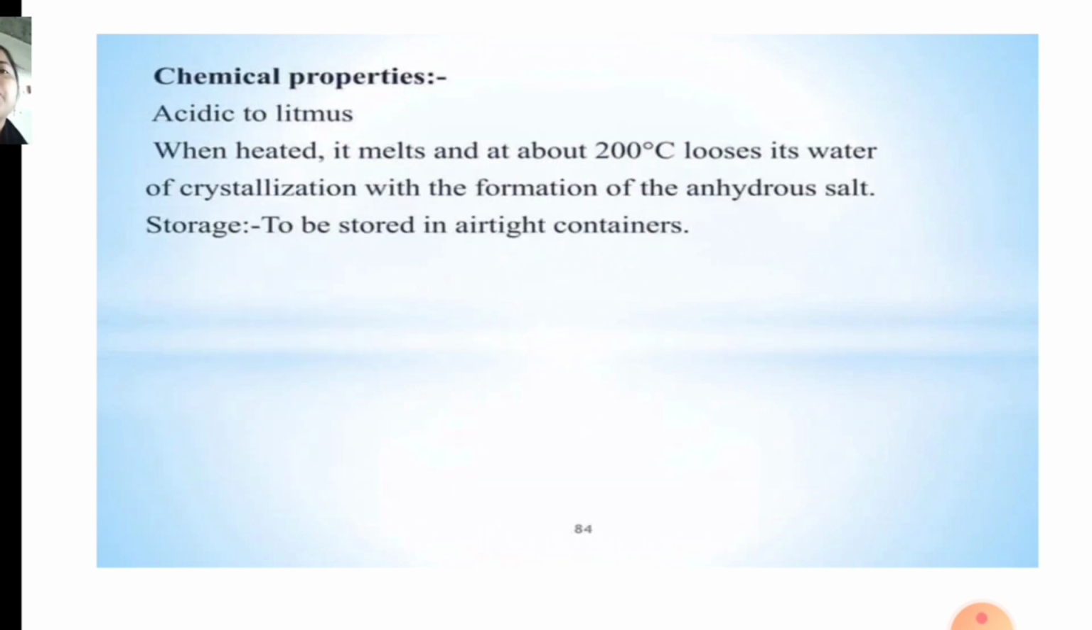Next are the chemical properties. They are acidic to litmus, and when heated they melt, and at about 200 degrees Celsius lose their water of crystallization with the formation of the anhydrous salt. Next is storage: to be stored in an airtight container.